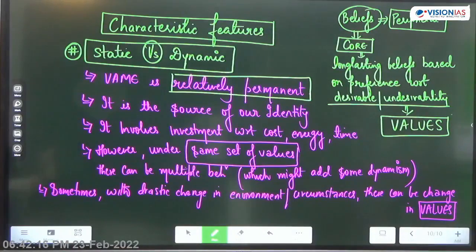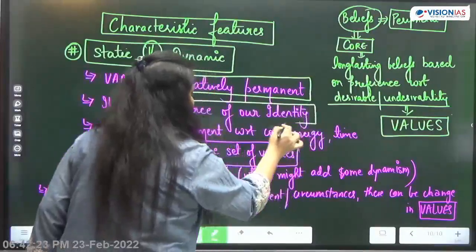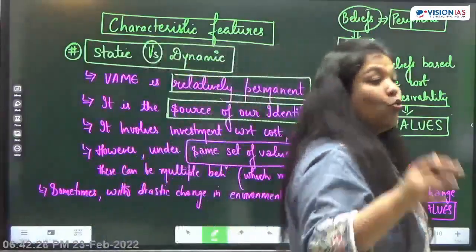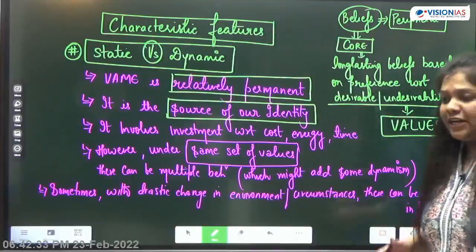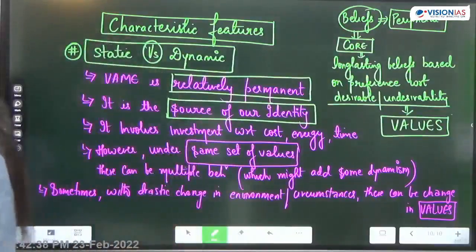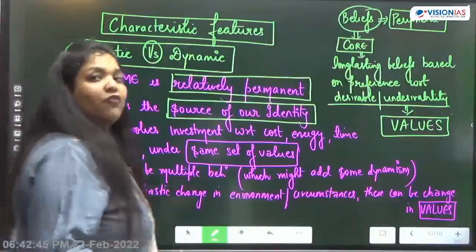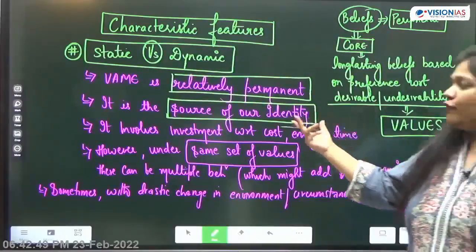Why am I saying that they are largely permanent? Because your value system, your attitude, your morals, they are the source of your identity, who you are. How would I know what kind of person you are? Your identity is reflected through your value system. It is reflected on the basis of the attitude. It is reflected on the basis of your actions, right? And your actions are governed by your value, attitude, moral, ethics. So VAME is a source of your identity.